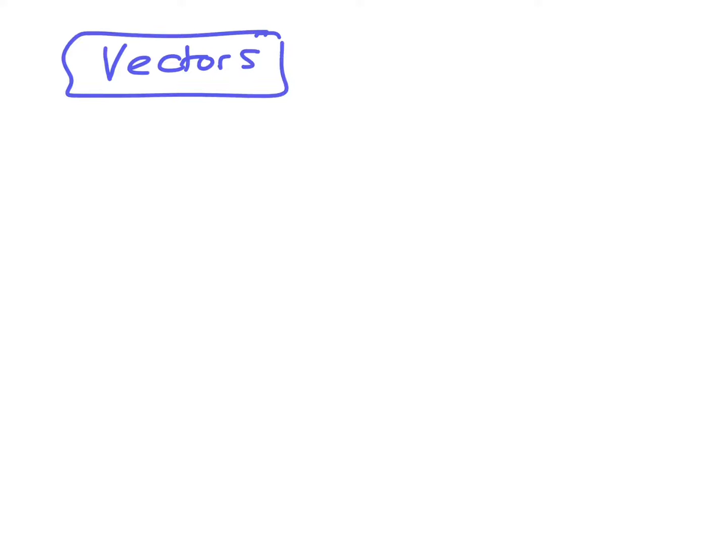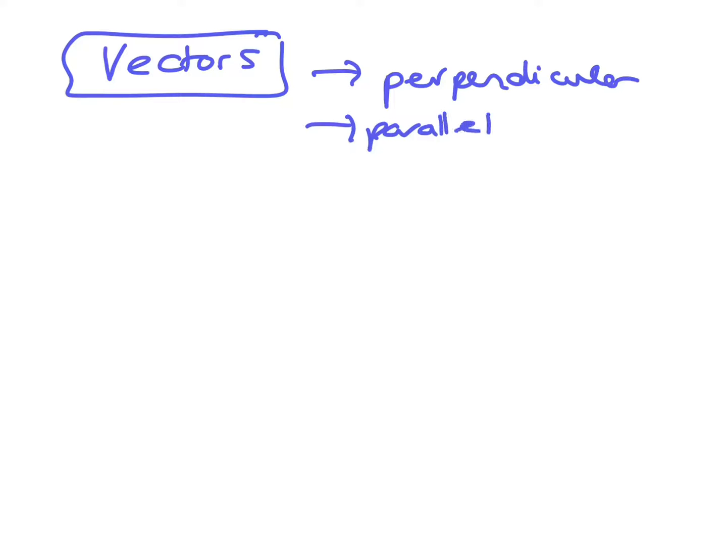Okay, so just some vector questions. Let's do a mixture. We're just going to look at things that are perpendicular and also parallel. Okay, so if we were looking at perpendicular, then the dot product would equal 0.